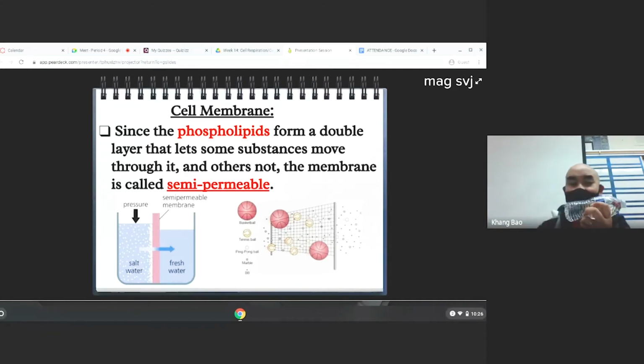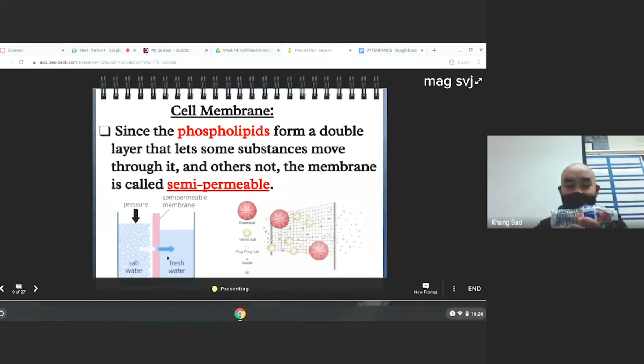It only permits things that can pass through a membrane. If it's small enough, then it can go through the membrane. If it's too big, it cannot. It's kind of like thinking of a volleyball net, right? The marble, the BB pellets, and the ping pong ball can go through, but the tennis ball and the basketball cannot. And that's kind of what we call semi-permeable.